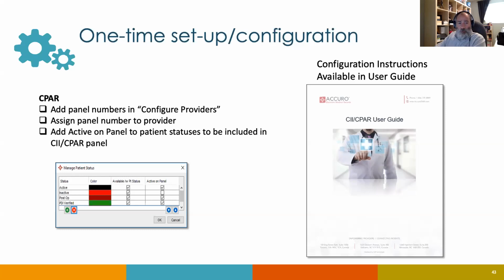I mentioned a little while ago that patient statuses in the EMR can be set up to recognize whether they're CI CPAR friendly or not. There's a new column in the status box to allow you to do that. You'll notice in the smaller box there's a new column called Active on Panel. That's where you can check whether or not the status is appropriate for CI CPAR.